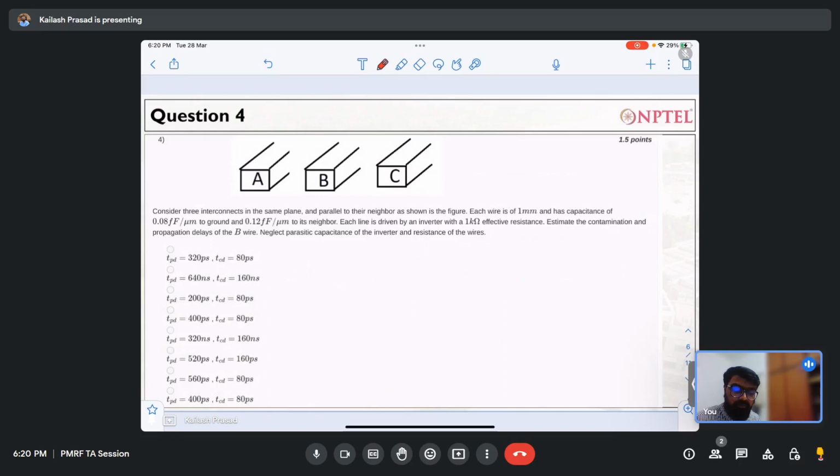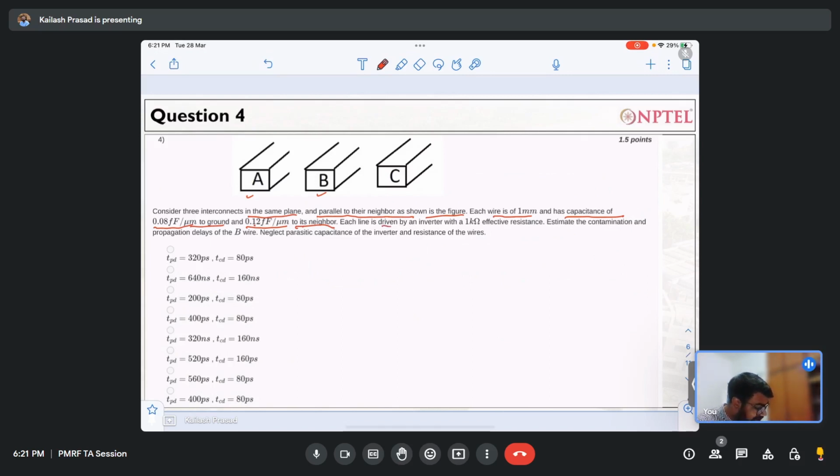now moving to question number 4. Here we have 3 bars, 1, 2 and 3, and these are 3 interconnects, A, B and C, and please note that these are in the same plane. Okay, and they are parallel to their neighbor, and as shown in the figure you can see here, each wire is of 1 millimeter and has a capacitance of 0.08 femtofarad per micrometer. Okay, so this is the capacitance of each of these wires to the ground, and 0.12 femtofarad per micrometer to its neighbor, right? So adjacent capacitance is 0.12 and the capacitance to the ground is 0.08 femtofarad. So these are the two things which have been given to us.